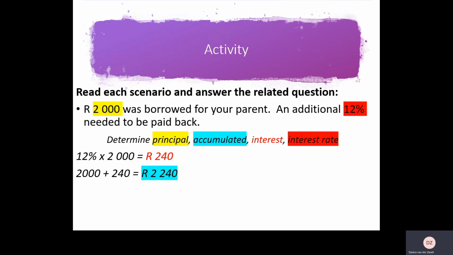So additionally, it is 12%. So that would be my interest rate, the 12%. But 12% of 2,000 Rand is a multiplication sum telling me my interest is 240 Rand. And accumulated is principal plus interest. So it's 2,240 Rand. Oh, yes, we did do it.